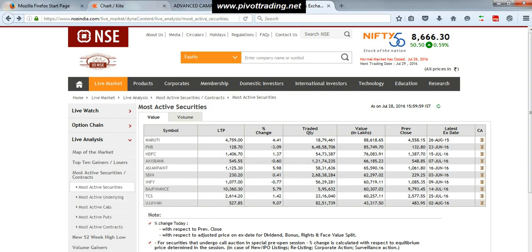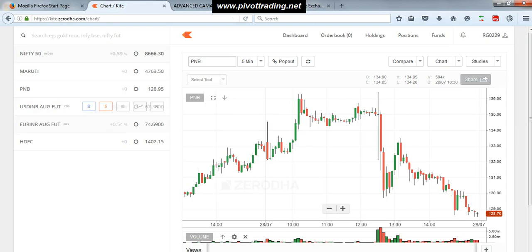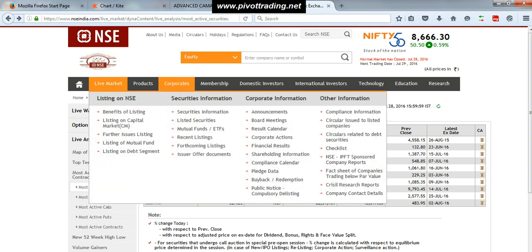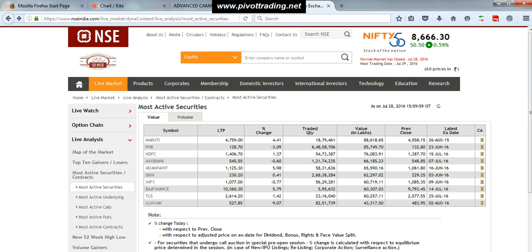I've added two currency pairs here, USD INR and Euro INR. Again, in currencies, we don't follow any specific rule like most active currencies or something of that sort. We directly apply the rules. The only thing we take care of is we take the prices at 9:30 to 9:40. So we go to equity derivatives, we go to USD INR.